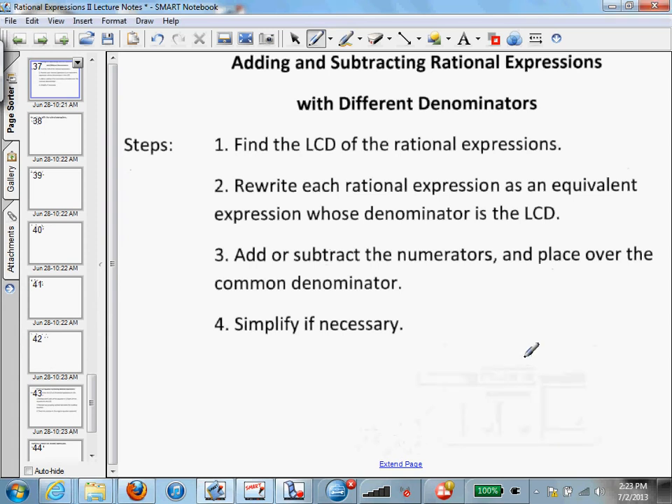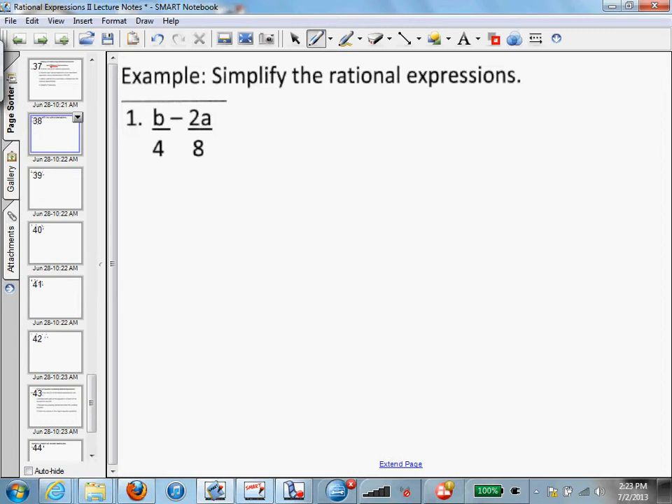Okay, so I want to welcome you to adding and subtracting rational expressions with different denominators. Emphasis on different. There was a previous video where we worked with common denominators. In this case, we're going to work with different. So here are the steps to find the LCD of the rational expression. We write each rational expression as an equivalent expression whose denominator is the LCD. Add or subtract the numerators and place over the common denominator, and then simplify if necessary.